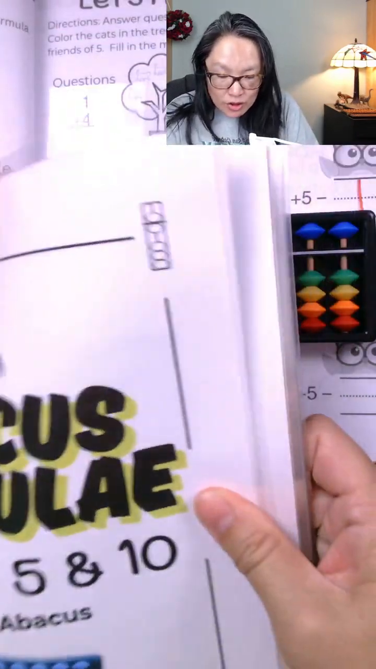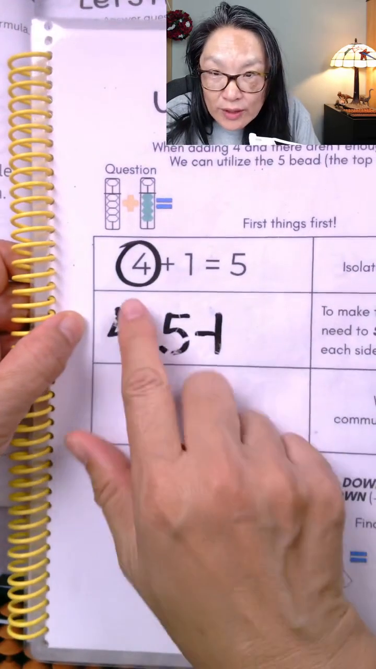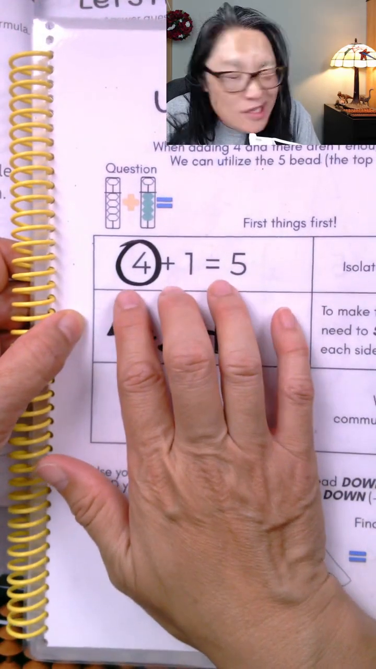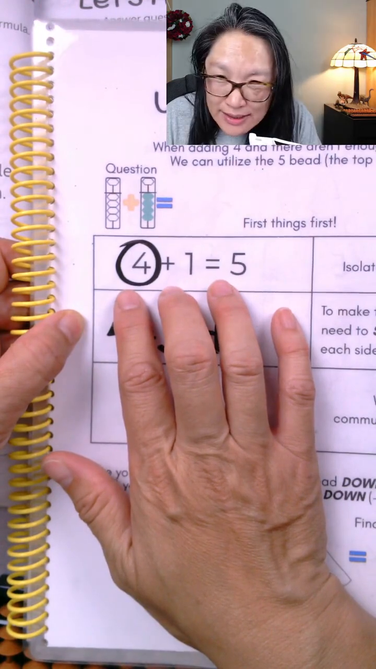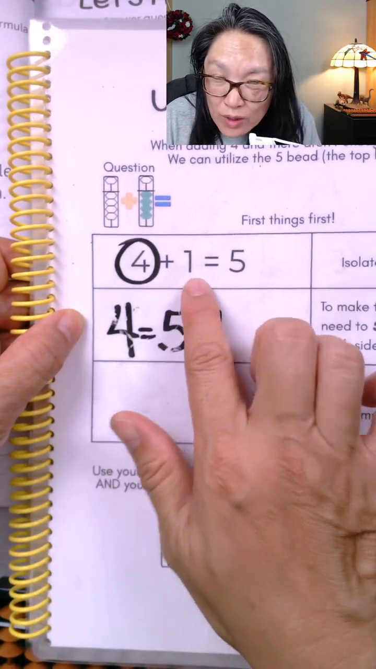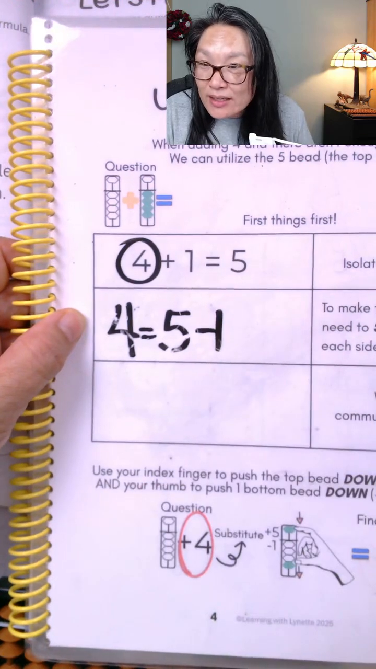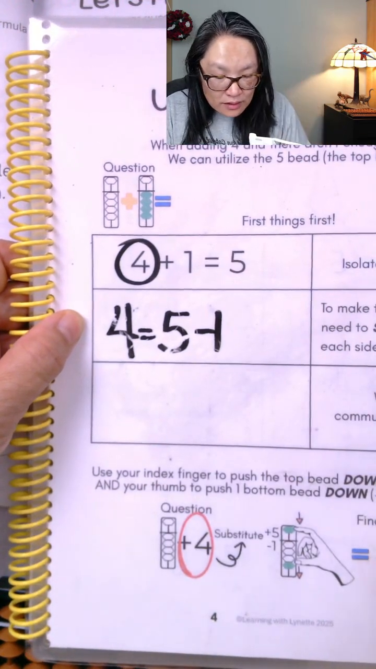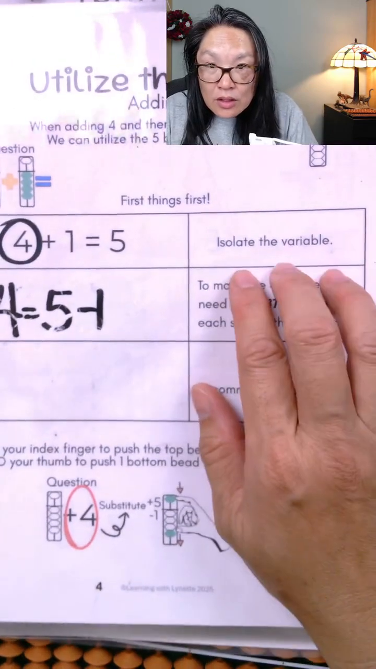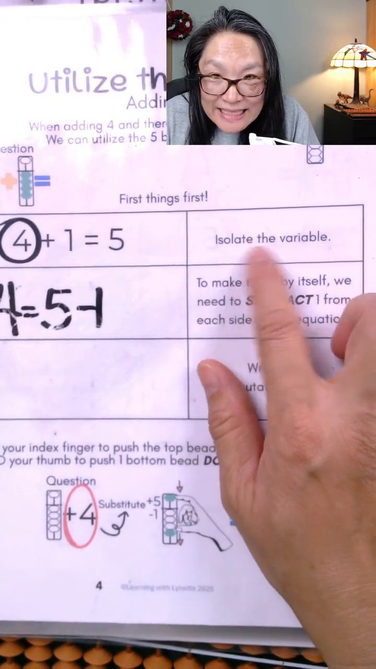Modify. So again, what I'm just going to do is rewrite. We had this equation, right? We had this formula. We had this addition sentence. 4 plus 1 is equal to 5. We did modification.